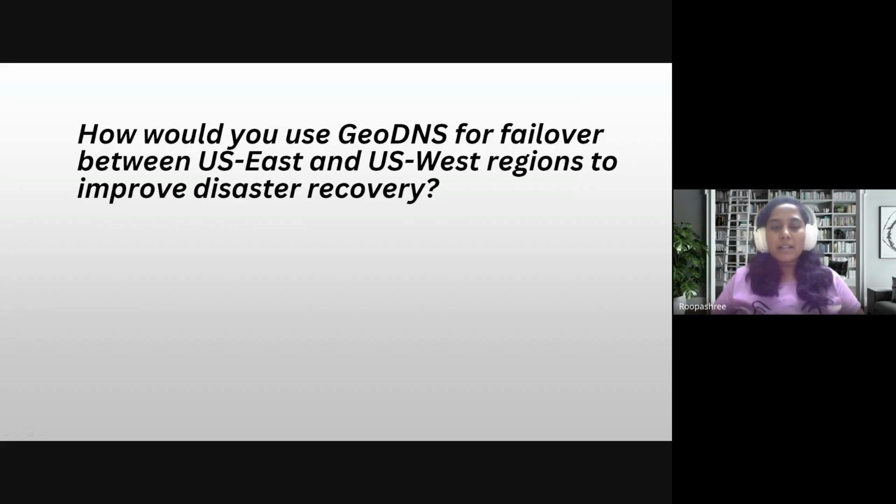And if the health check detects that the US East location is down, then the GeoDNS would reroute the traffic to the other healthy region within seconds. So this setup would ensure very low latency routing and also reduce disaster recovery time. With minimal downtime, our application is up and running with minimal human intervention. So yeah, this is pretty much my answer.